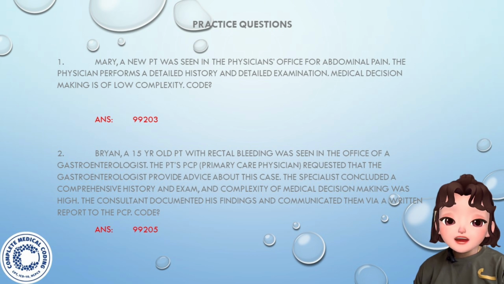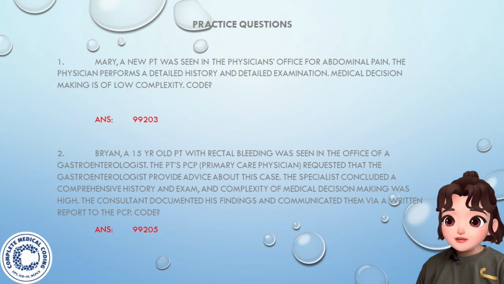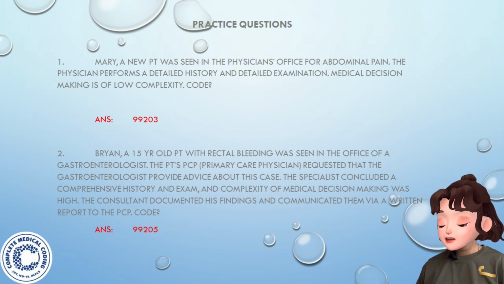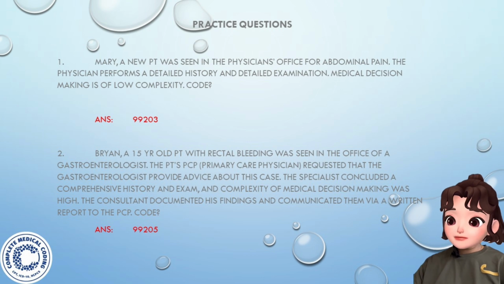This will definitely be a new patient to the gastroenterologist, right? Because the patient's primary care physician has referred the patient to a gastroenterologist, so that will be the first time. So the codes will be from the new patient office visit codes. What are the findings? Comprehensive history and comprehensive examination, and medical decision making was high. These three are there in code 99205. Okay, so the answer is 99205.